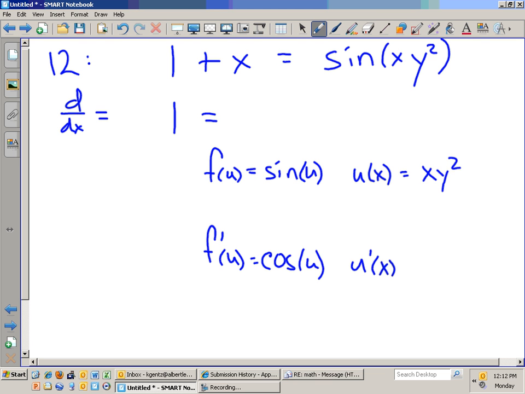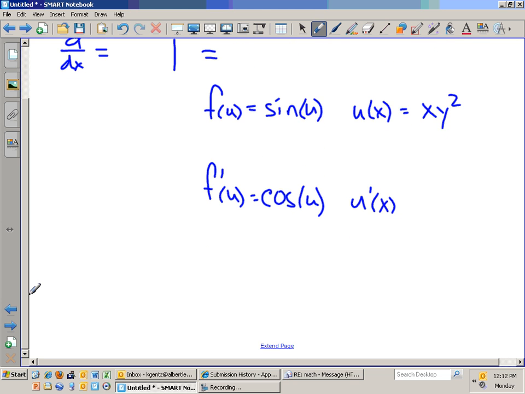Derivative of xy squared, I have to use the awesome product rule of xy squared, no problems. Derivative of the first, which is x, which is 1 times y squared. So as Ashley said, we got y squared plus, what's the derivative of y squared? 2y, 2y, y prime times my x.